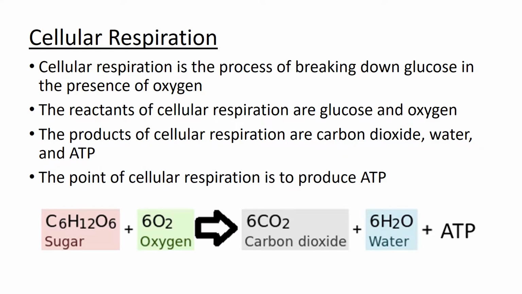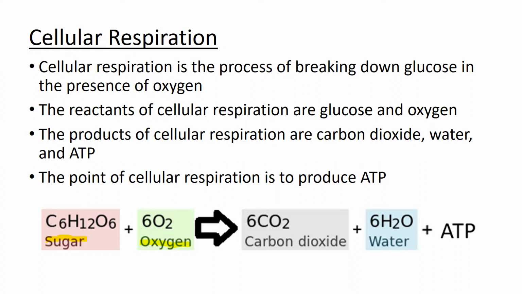Cellular respiration is the process of breaking down glucose in the presence of oxygen. That's our textbook definition. The reactants of cellular respiration are glucose and oxygen. The sugar here is glucose. And these are our reactants, glucose and oxygen. So this, of course, is the chemical formula for cellular respiration.